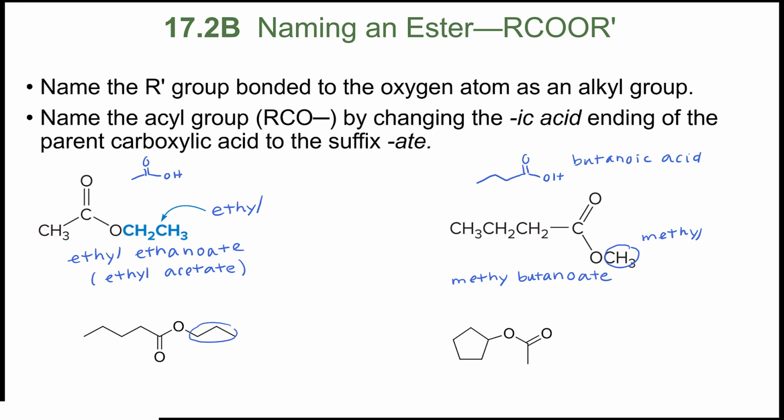So we start with the side that's the oxygen. So this is a propyl group, and this will be pentanoate. So we drop the ic acid from pentanoic acid and then end it in -ate. And on this side, this is my group that's on the oxygen side, so this will be cyclopentyl ethanoate. Or you can have cyclopentyl acetate. Either of those would be correct.